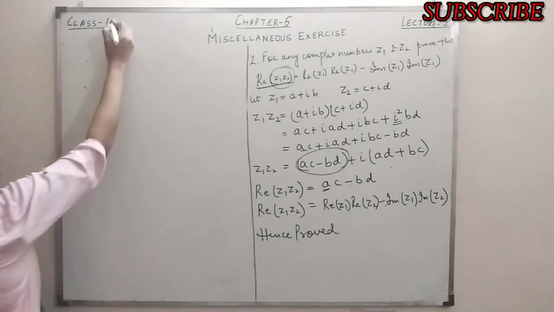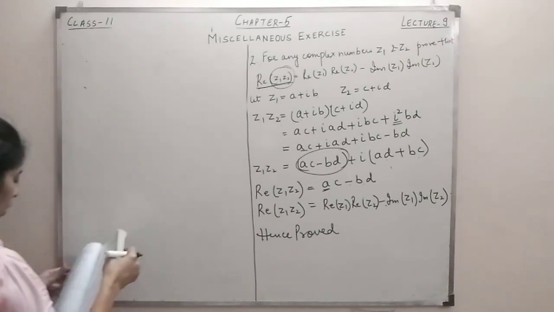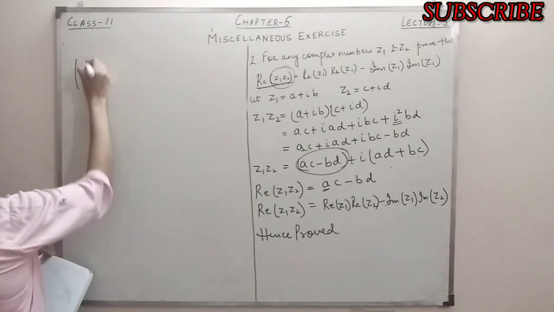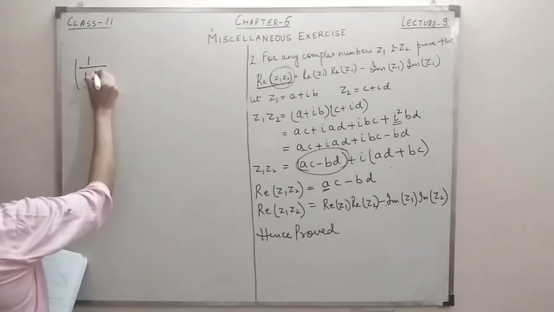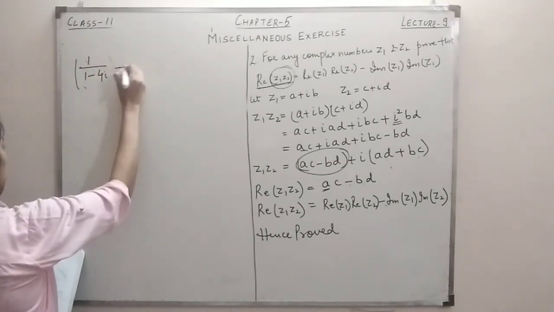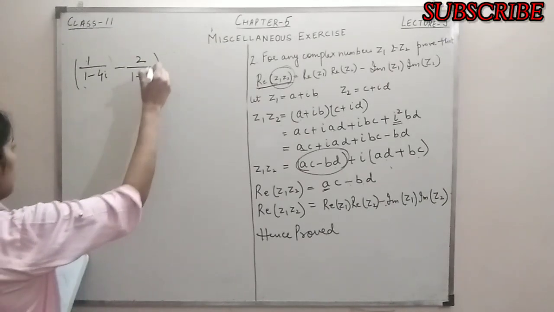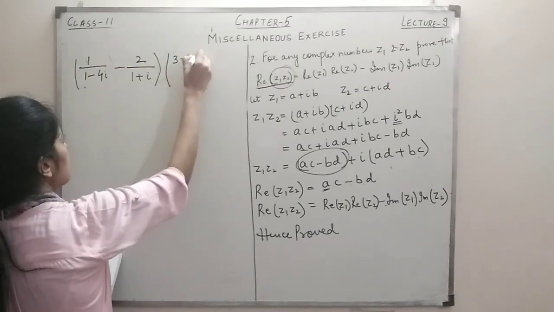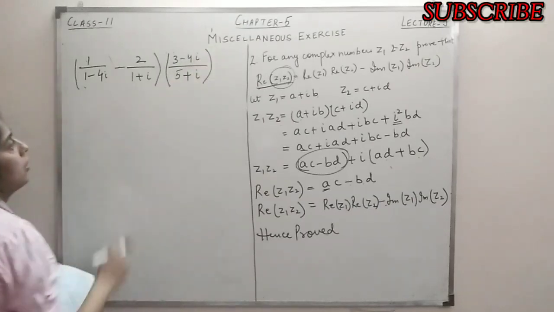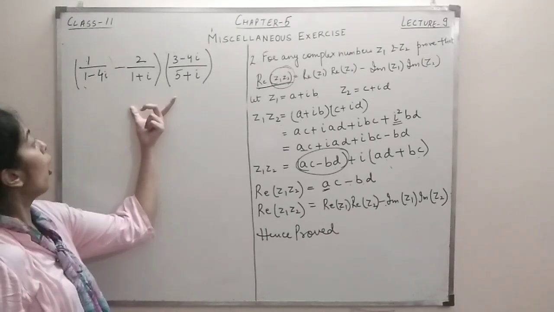Reduce into standard form. Reduce (1 upon 1 minus 4i) minus (2 upon 1 plus i) into (3 minus 4i upon 5 plus i). So this we have to reduce into standard form, right? So how to reduce that?